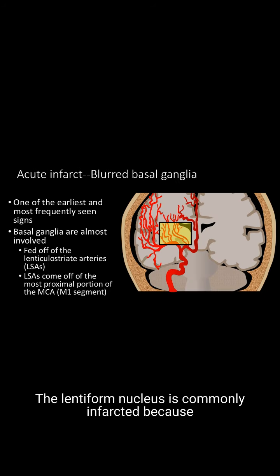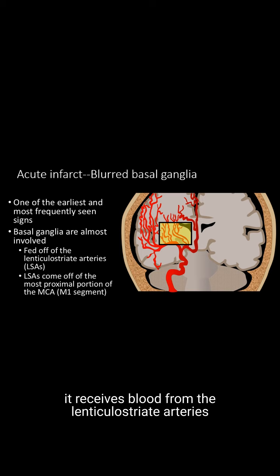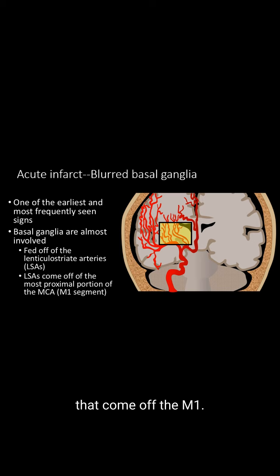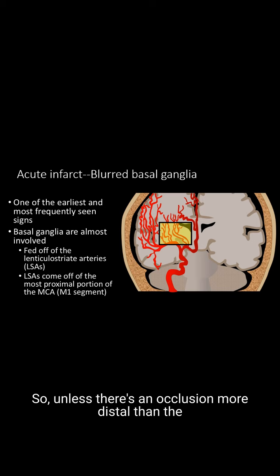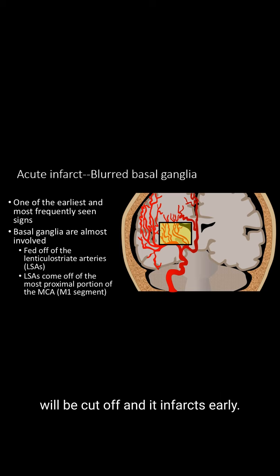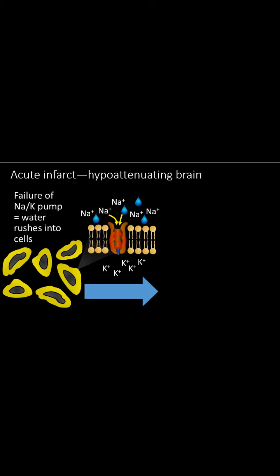The lentiform nucleus is commonly infarcted because it receives blood from the lenticulostriate arteries that come off the M1. So unless there's an occlusion more distal than the M1, the blood supply to the lentiform nucleus will be cut off and it infarcts early.